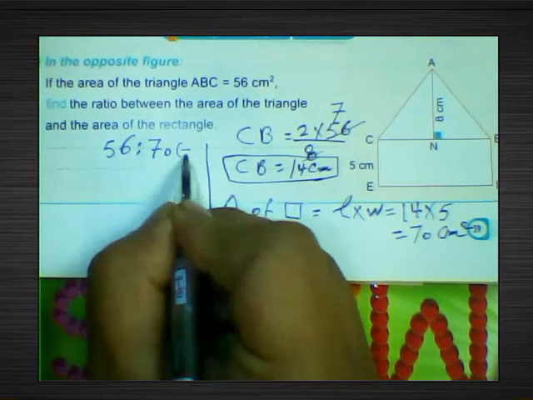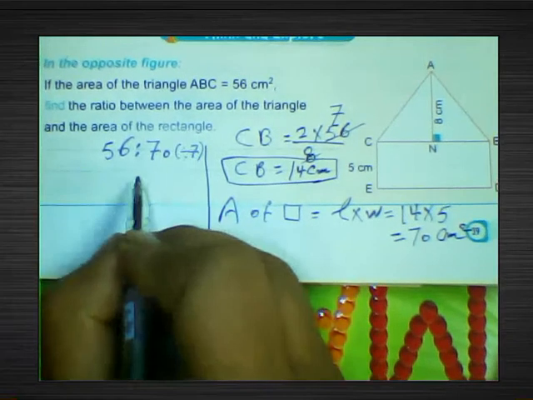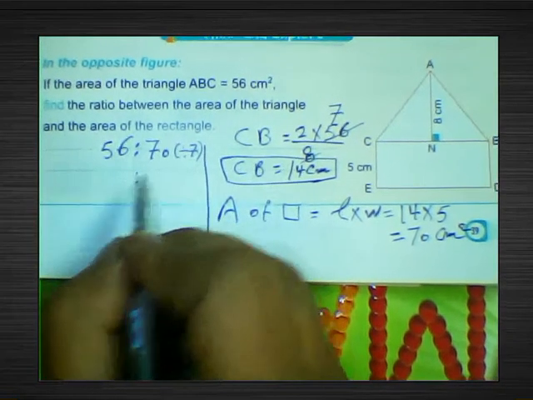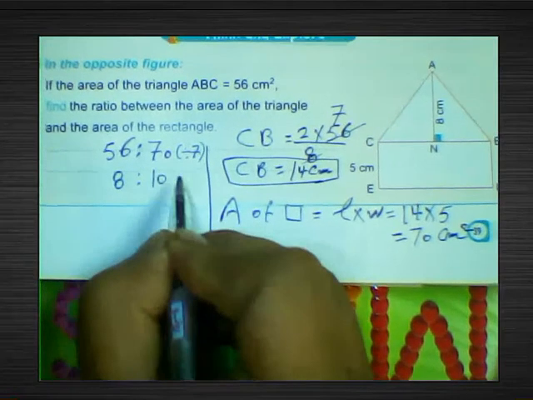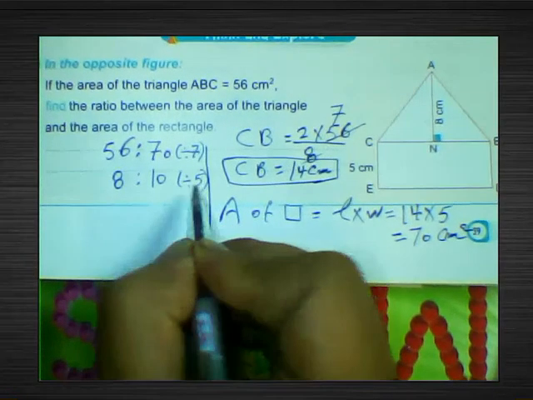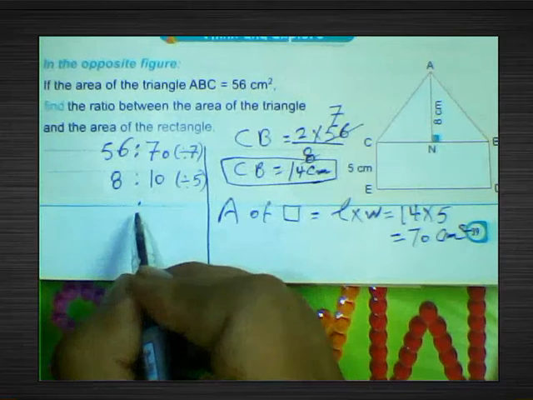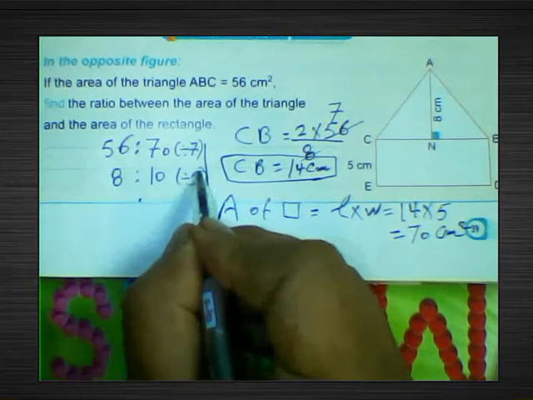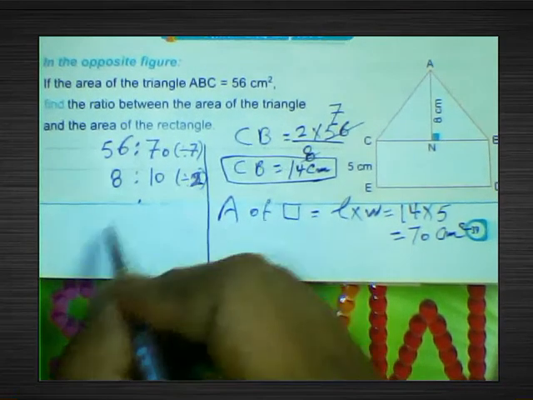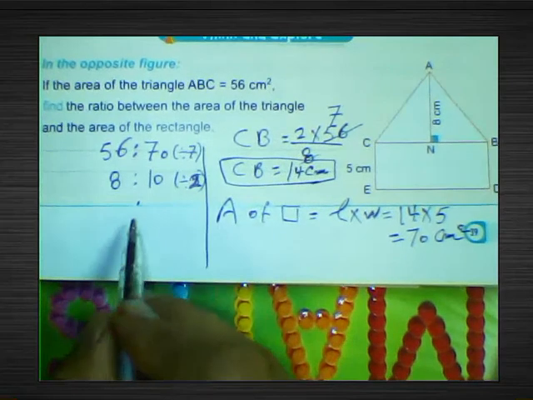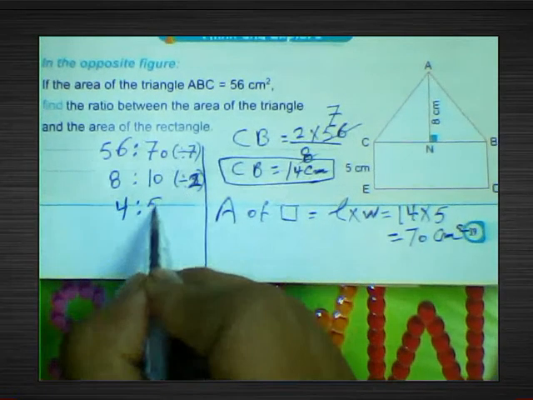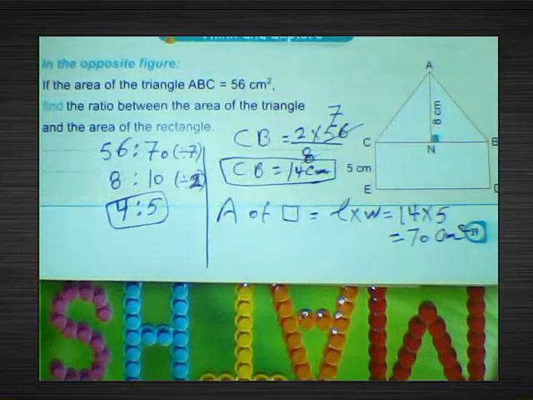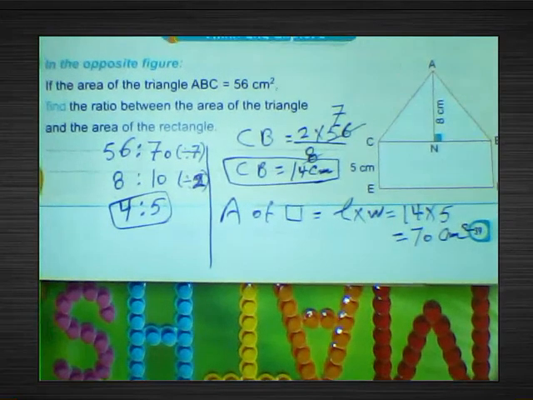and we can divide it by 7. 56 divided by 7 equals 8. 70 divided by 7 equals 10. We can divide it by 5 again, or we can divide it by 2. The highest common factor between 8 and 10 equals 2. 8 divided by 2 equals 4. 10 divided by 2 equals 5. So the result will be 4 to 5.